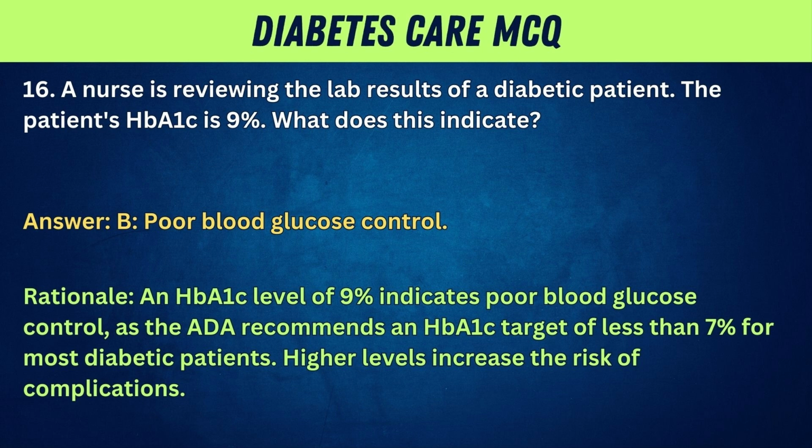Rationale: an HbA1c level of 9% indicates poor blood glucose control, as the ADA recommends an HbA1c target of less than 7% for most diabetic patients. Higher levels increase the risk of complications.